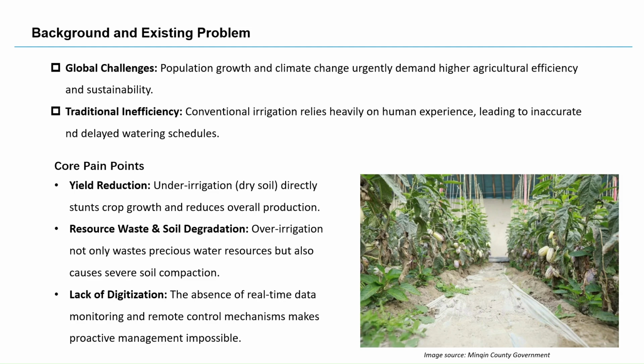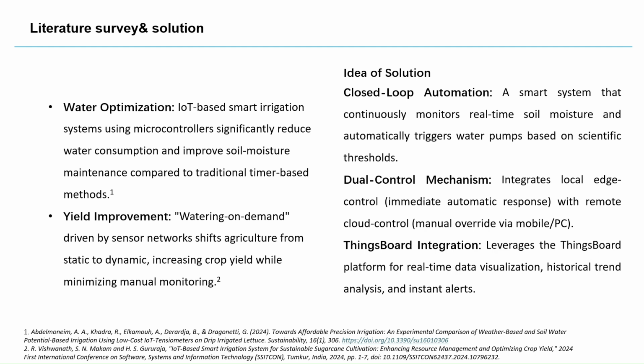Farmers have no access to real-time soil data, nor any way to remotely control irrigation, so active management is basically impossible. So the question is, how can we use IoT technology to solve these problems? That's exactly what my project addresses.